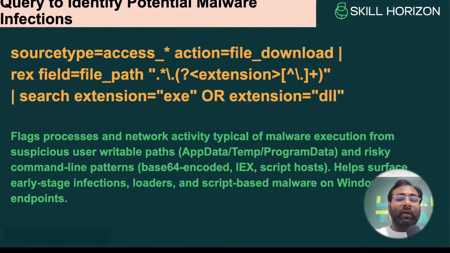Then the potential malware infections. If you want to observe whether any malware-type activity happened in your system or not, you use that query to check the logs for any suspicious activity. This particular query will flag all the processes and network activity of malware execution from any user-writable paths, basically paths in which an attacker can easily write something, or any risky command line patterns, encoded commands, right?